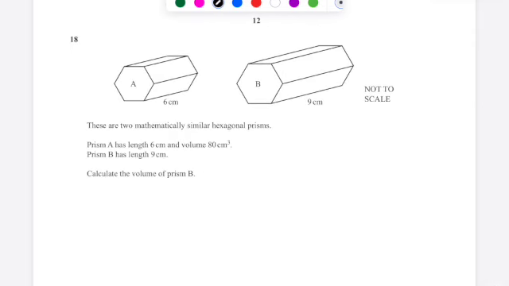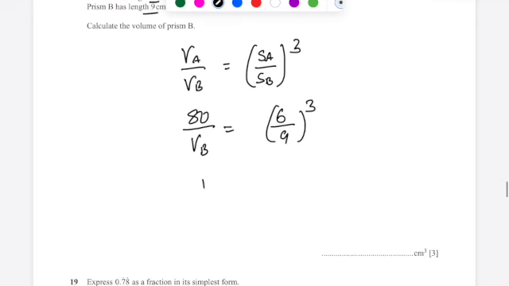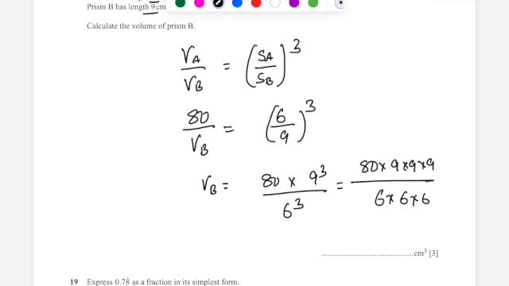Then question number 18. Two mathematically similar hexagonal prisms are given. Prism A length is 6 and this length is 9 for B. So volume of A by volume of B equals side of A upon side of B whole cube. Volume of A is 80, volume of B we need to find out. Side of A is 6, side of B is 9, whole cube. So volume of B equals 80 times 9 cube upon 6 cube, which is 80 times 9 times 9 times 9 divided by 6 times 6 times 6.